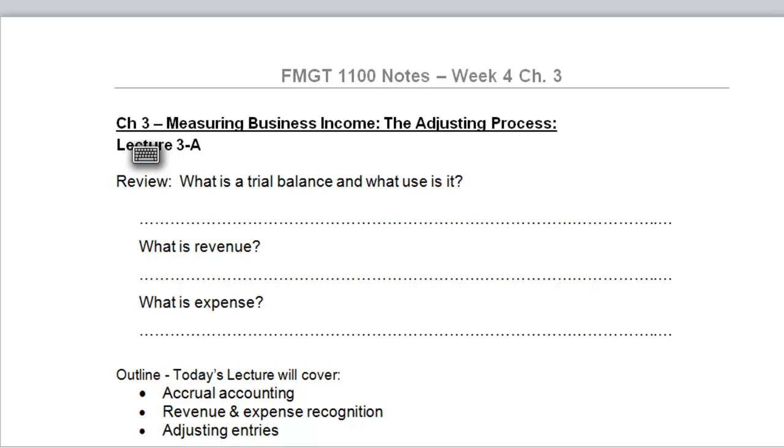Before we begin with the lecture, let's do a quick review from Chapter 2. What is a trial balance and what use is it? Well, it is a listing, a list of all accounts and their balances. That's what it is. What use is it? Well, it's used to confirm that debits equal credits, primarily.